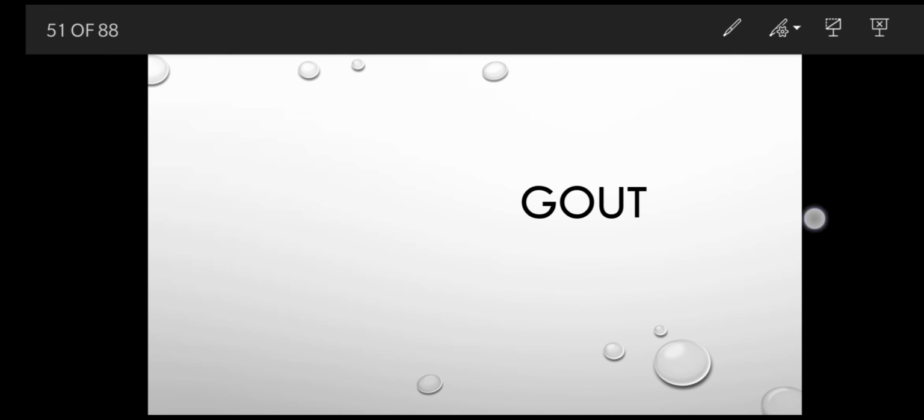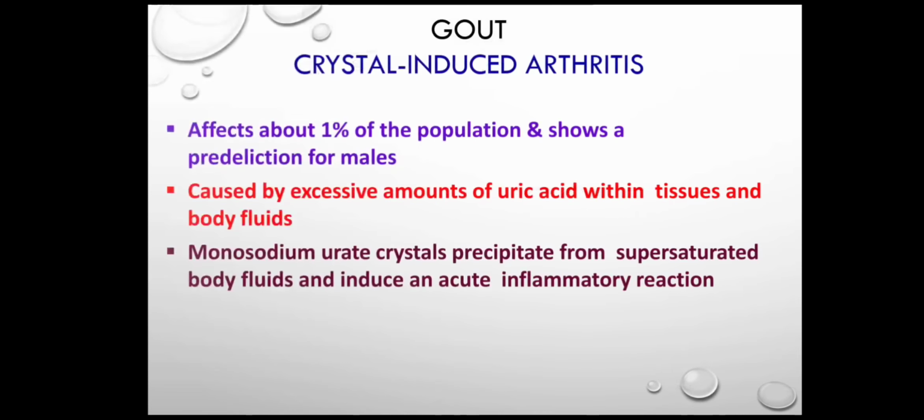Now coming to gout. Gout is also called crystal-induced arthritis. It affects about 1% of the population and shows a predilection for males. It is caused by excessive amounts of uric acid within the tissues and body fluids. Monosodium urate crystals precipitate from supersaturated body fluids and induce an acute inflammatory reaction.